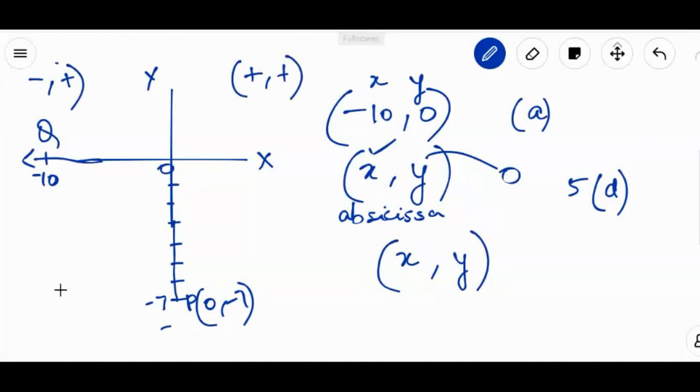Then you have here, what do you have in the third quadrant? Minus, minus. And in the fourth one, what do you have? Plus and minus. These are your four quadrants. Now they are saying that abscissa of a point is negative. The x part is minus. So where is the x part minus?